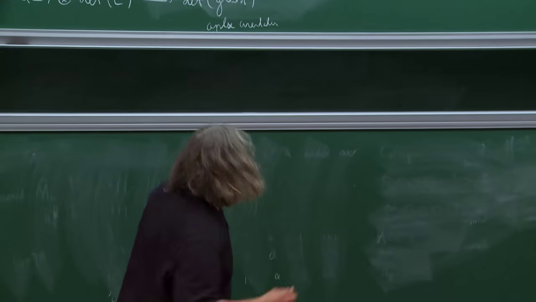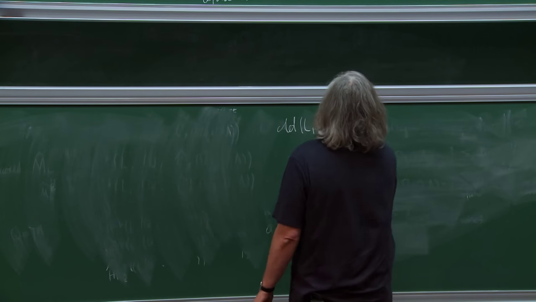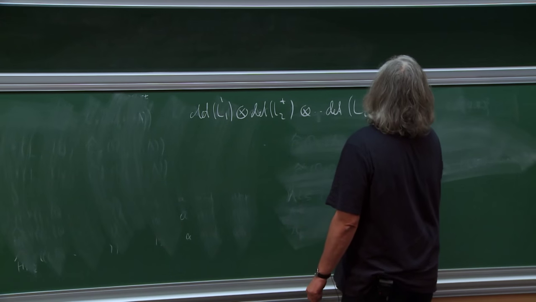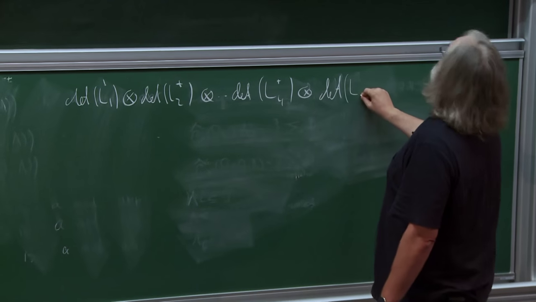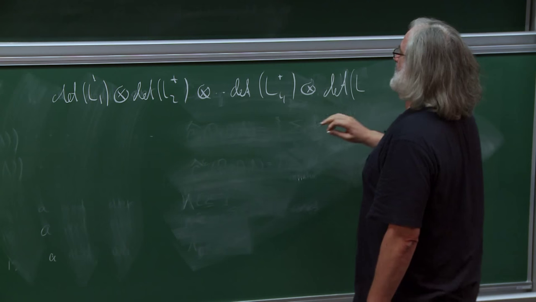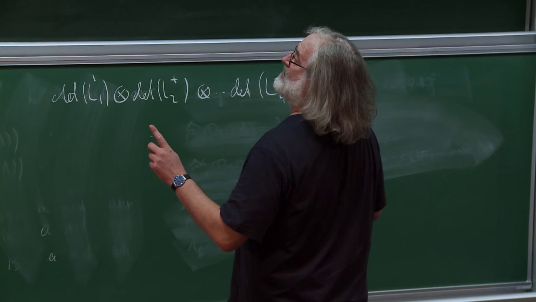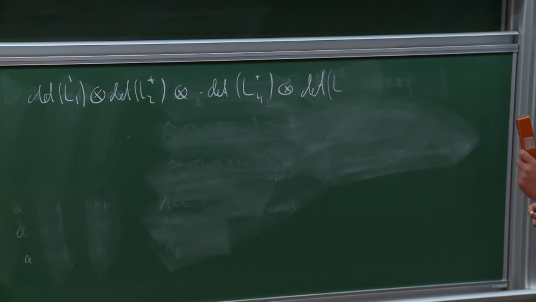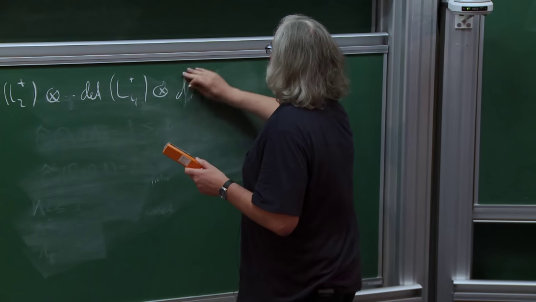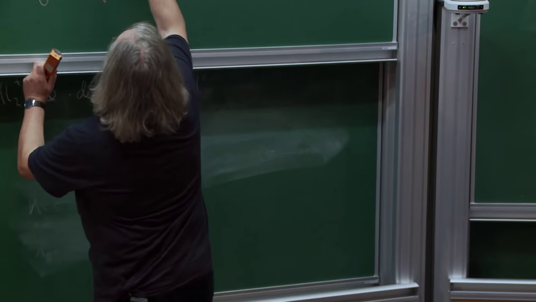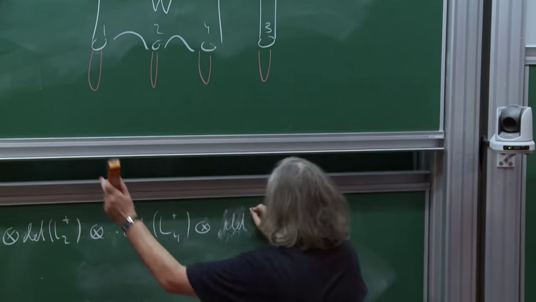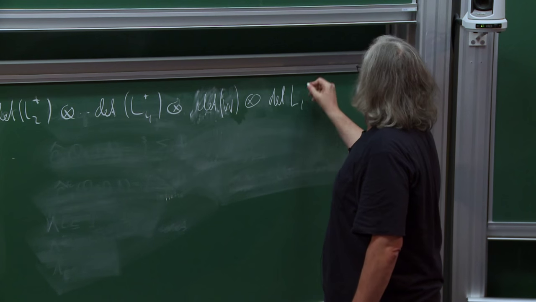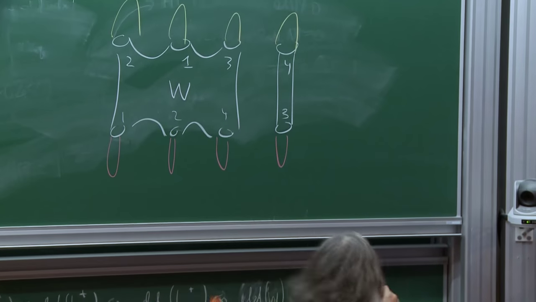So determinant of L1 plus, tensor determinant of L2 plus, determinant of L4 plus, times determinant of L. So let's see. I have to put the surface somewhere. Let me see. Then I could write here determinant of, let me call this W, that's that operator. And then you could write down the determinant of L1 minus, that would be, for example, this one, then this one, and so on.